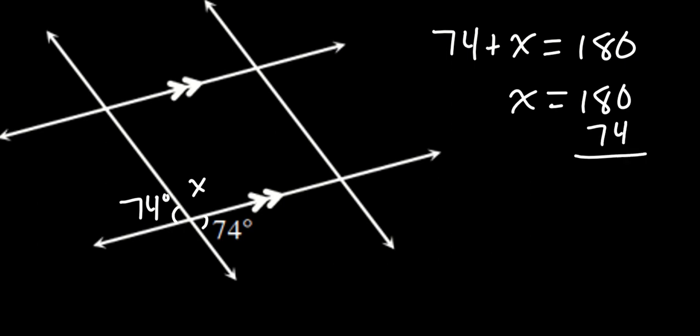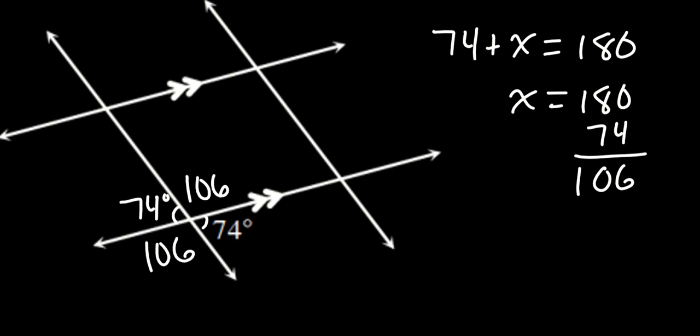I'm stacking them. So 10 minus 4 is 6. I borrowed one. So now I got 7 minus 7 is 0. And then I got the 1 minus nothing is 1. So I get 106. 106 plus 74 is 180. So this angle x right here is 106 degrees. Because linear pairs, write that down, linear pairs are supplementary. Linear pairs are supplements. So this has to be 106 also because it is a vertical angle.